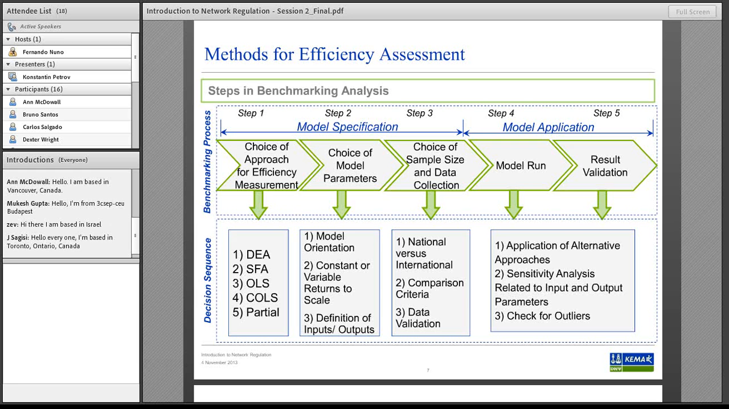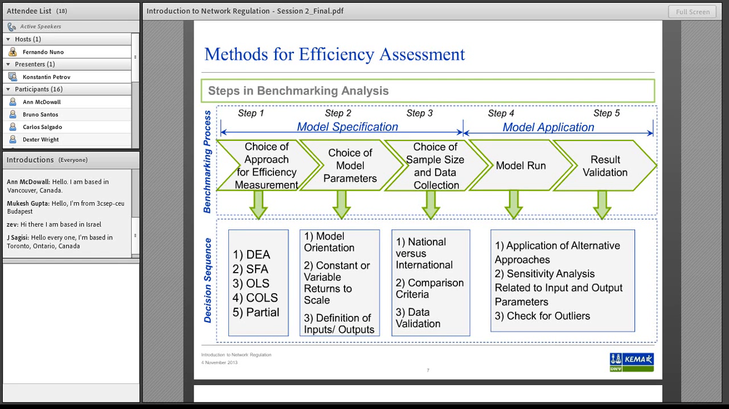It is important also to select the model orientation. That means we have 2 types of orientation. One is to look at the input, looking at the minimization of input, keeping the output constant, or on the opposite, we can keep the input constant and try to maximize the output. Usually what we see in the regulatory applications is looking at the input, believing that it's the most controllable area of the companies, and trying to minimize the input, keeping the output as a kind of constant and given.